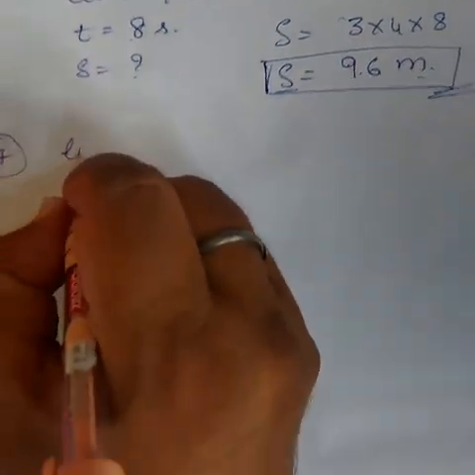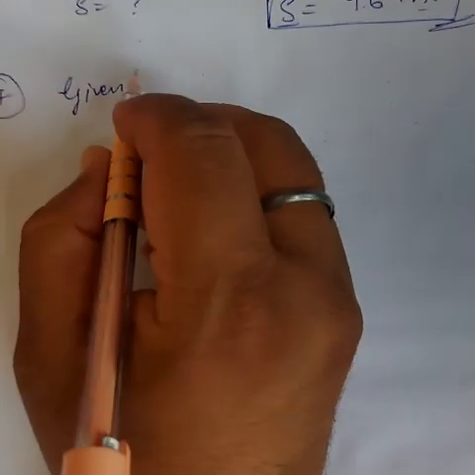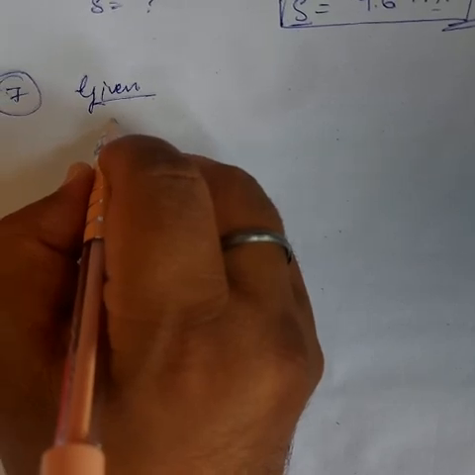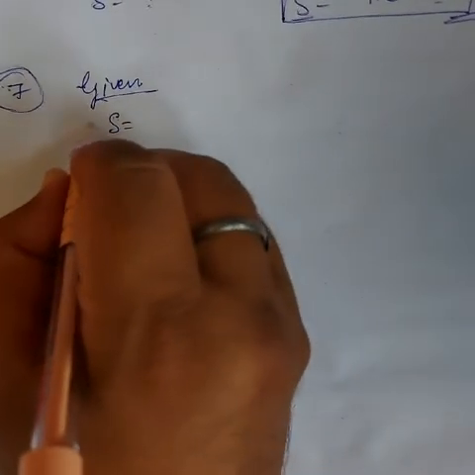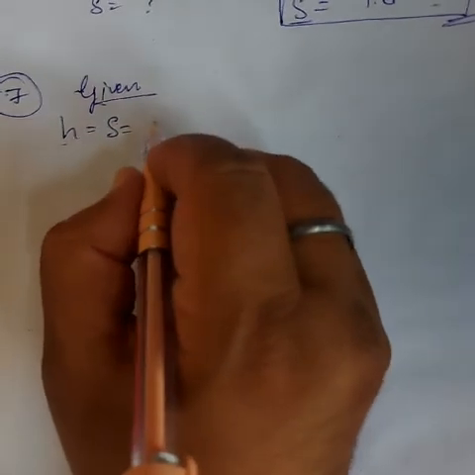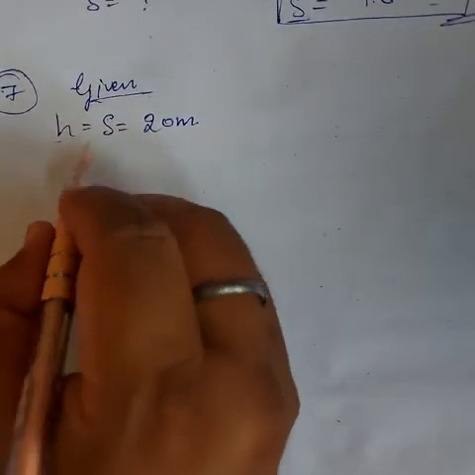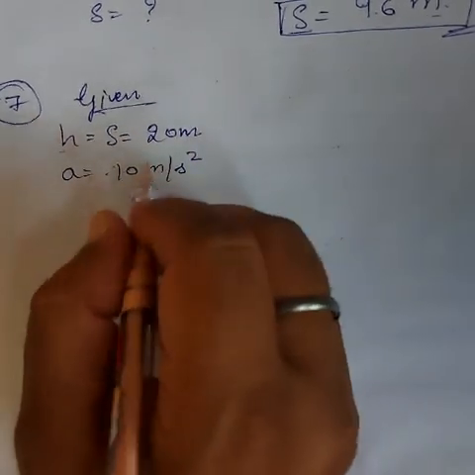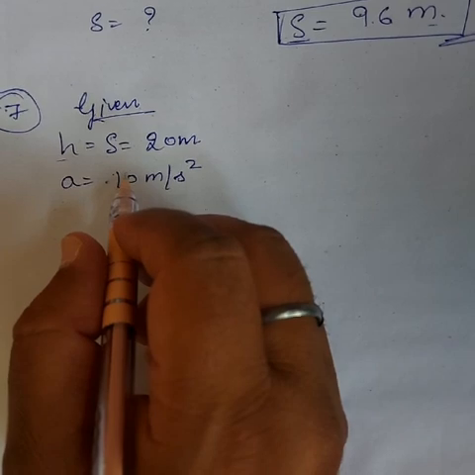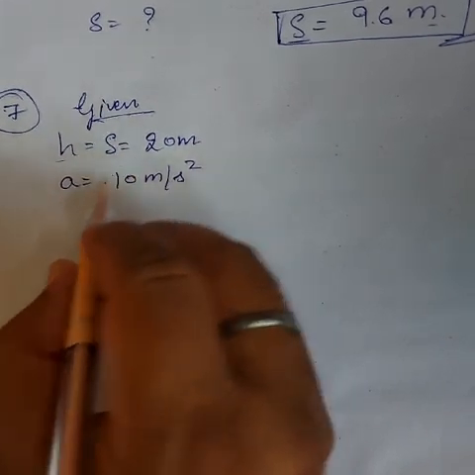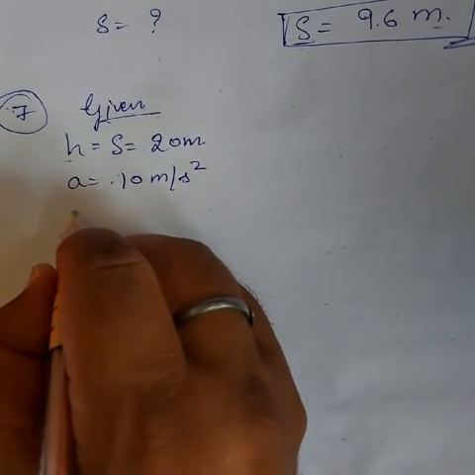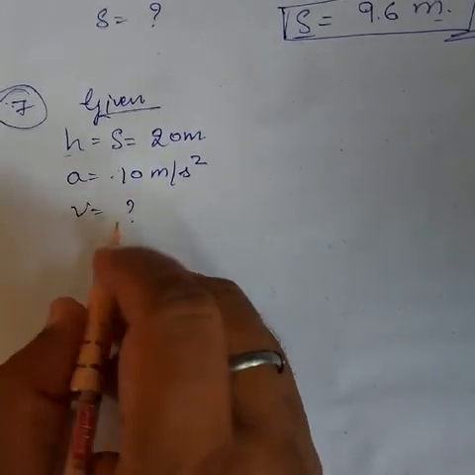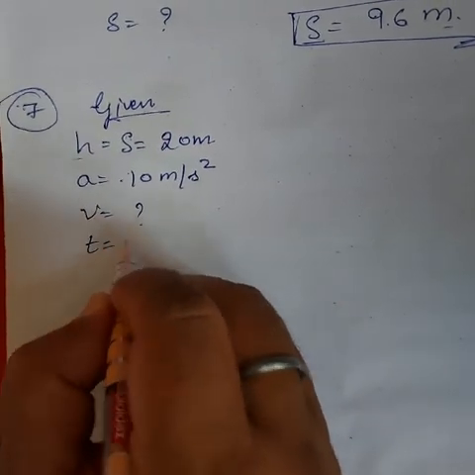First we write down the given. What is given is the height, so again you take h or s, distance, same. You take any one, that's 20 meter. The acceleration is given, a is equal to 10 meter per second square. What we find out is the velocity v, and then the time also, at what time it falls.